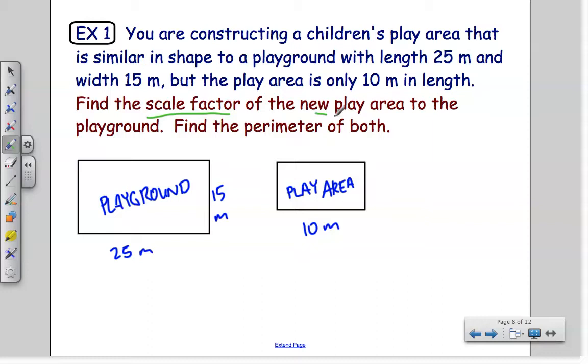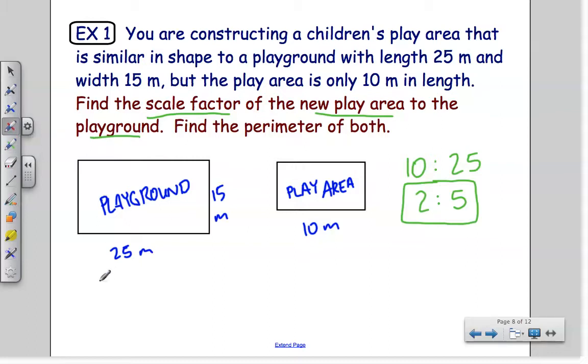Okay, I want the new play area first, then the playground number second. The only number I have for the play area is 10. Compare that to the playground. The correct number, since we're comparing lengths, would be 10 to 25. Reduce, divide both by 5, and we get 2 to 5. So there's my scale factor. And then find the perimeter of both.